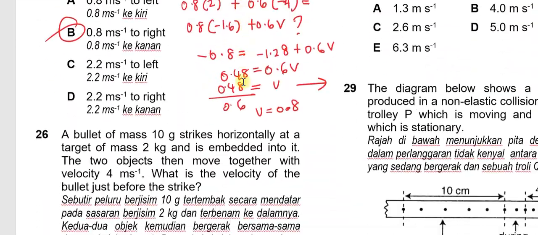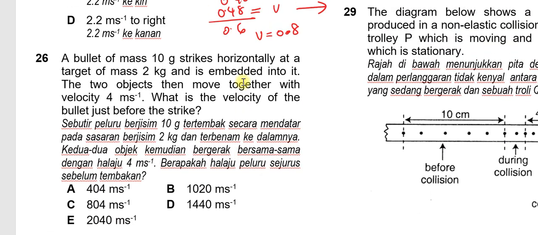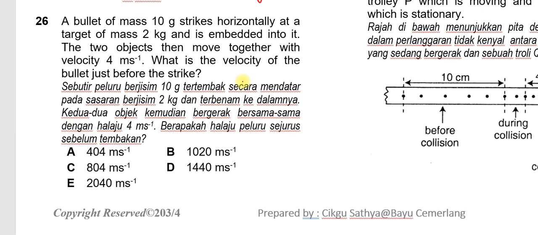Okay, next one, 26. A bullet of mass 10 gram. Bullet, explosion guys. M1V1 equal to M2V2. That is the shortcut formula. Okay, if you use this formula. A bullet mass 10 gram strike horizontally at the target 2 kg and is embedded into it.